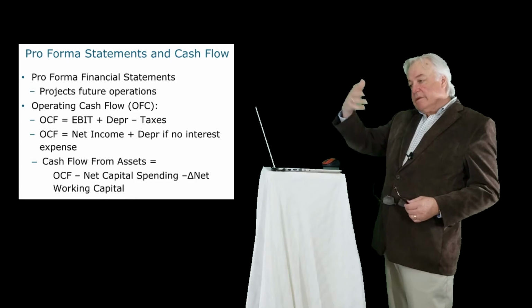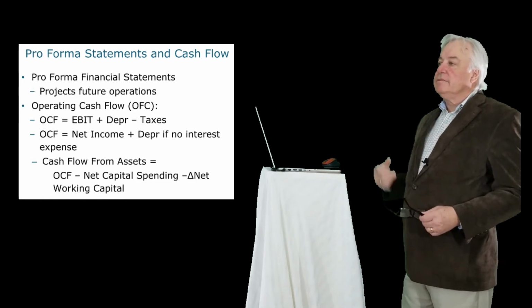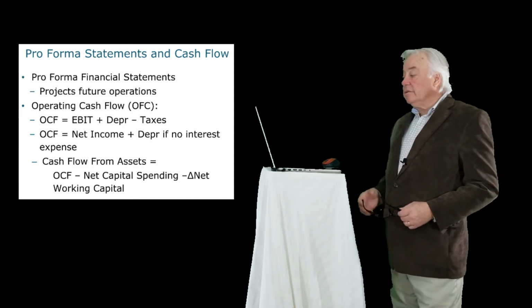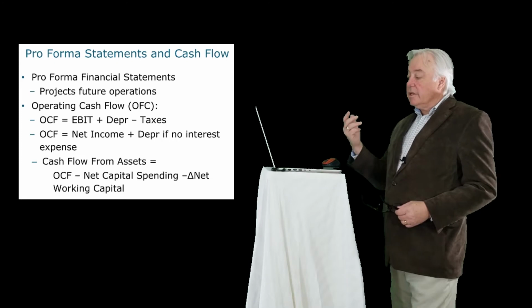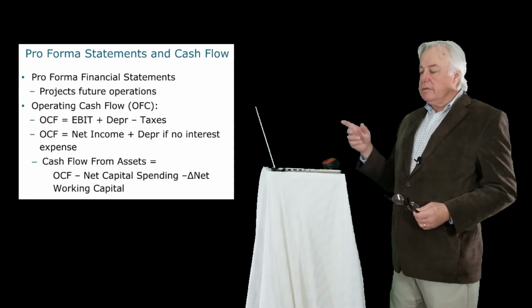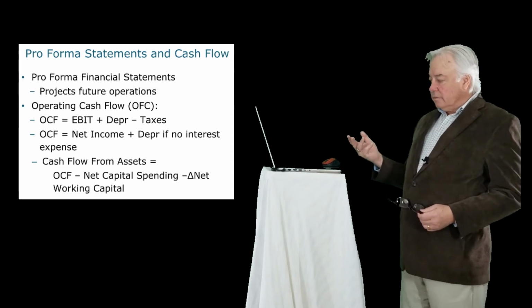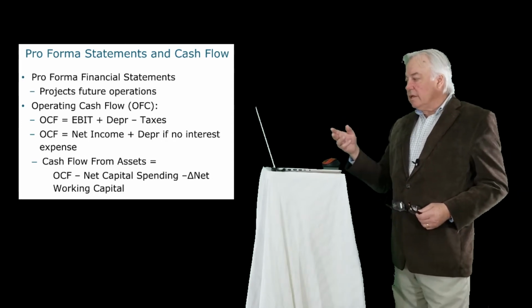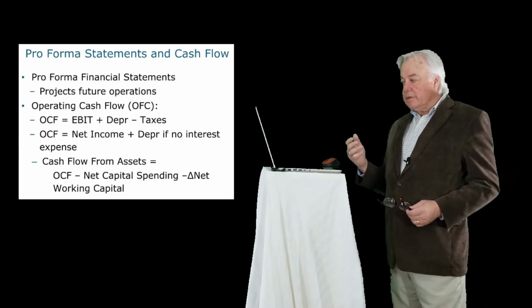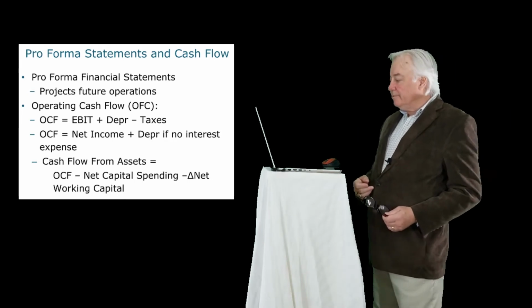Pro forma means, you know, sort of what if. Operating cash flow has two different definitions. We can take EBIT plus depreciation minus taxes. So basically we're taking the taxes out of the EBIT. And then we can do net income plus depreciation if there's no interest expense, which, in both cases, we're just modifying EBIT a little bit.